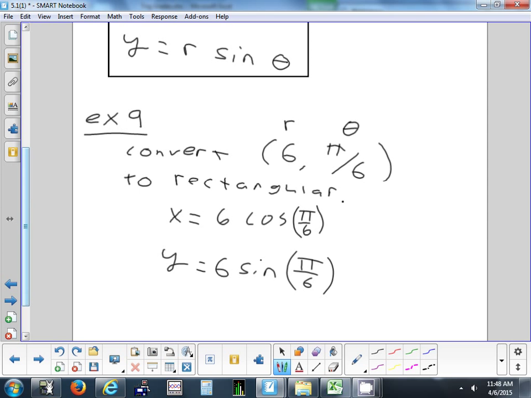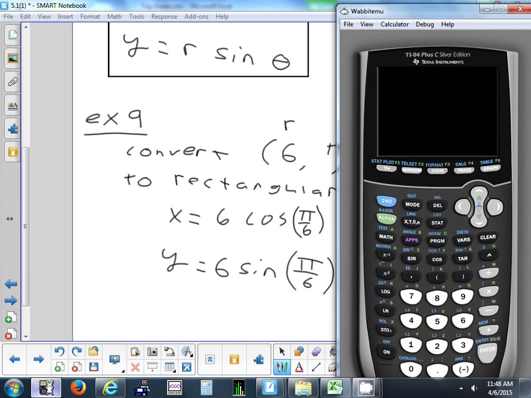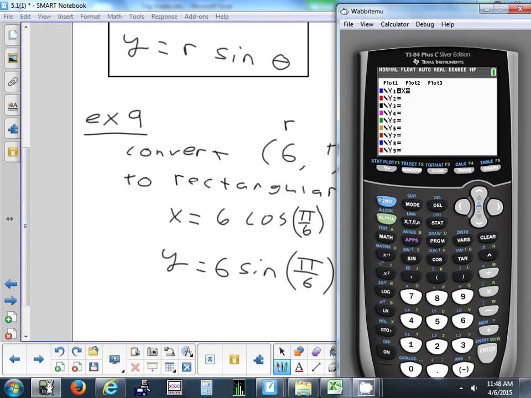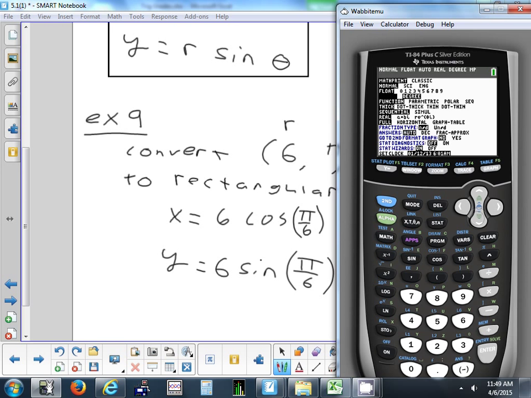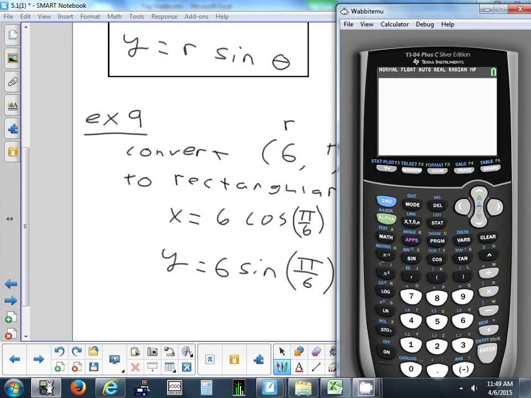Let's see what we got. So x is 6 cosine pi over 6. If I'm going to type it in the way I have it written, what's the first thing I need to do? Convert to radians. Well, it's already in radians. Change the mode on my calculator to what? Perfect. Change your mode to radians. That's what I just did. Well, I thought you said convert to radians. Okay, so now we've got the right mode.